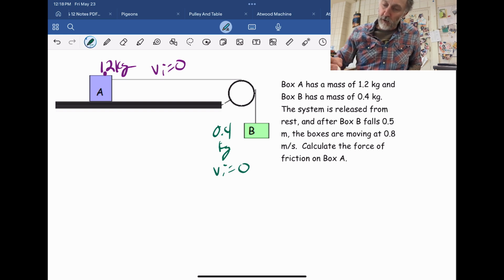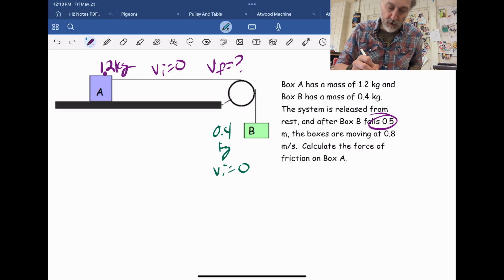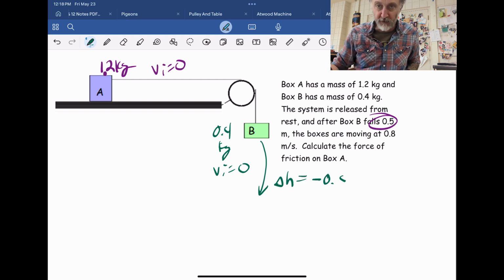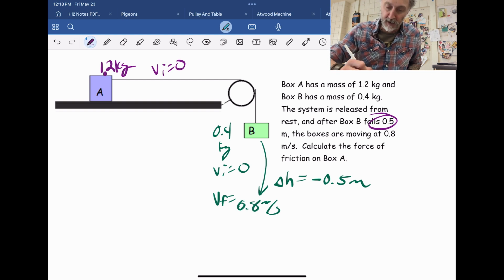And the question wants to know what's the final velocity going to be after box B falls 0.5. No, I lied. We're not looking for the final velocity. I apologize. It tells us that box B is going to fall 0.5 meters. So my change in height for box B is negative 0.5 meters, right? Because it's going down 0.5 meters. And then it tells us that at the end of that time, our final velocity is now 0.8 meters per second. But notice that's got to be the velocity of both boxes because they're tied together.